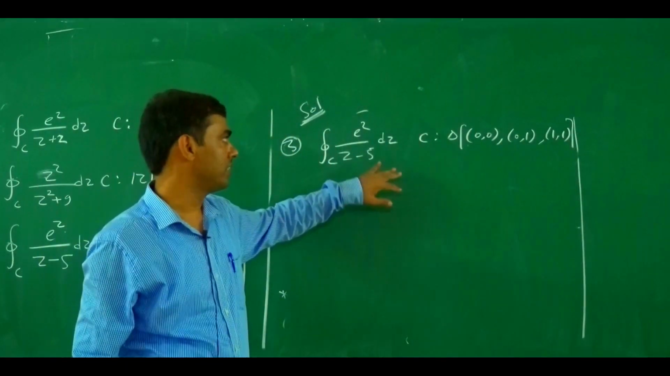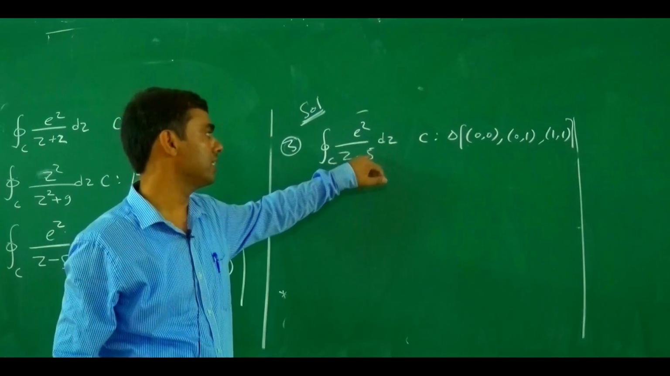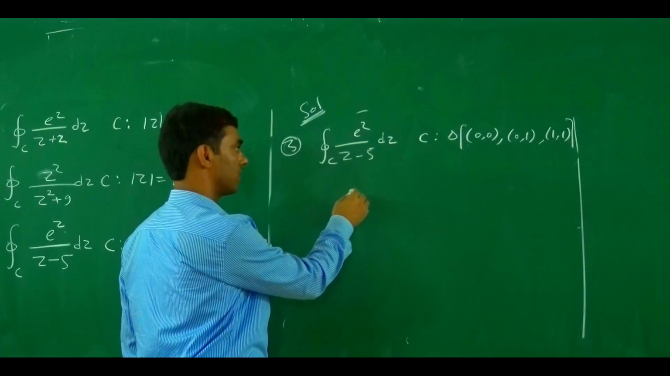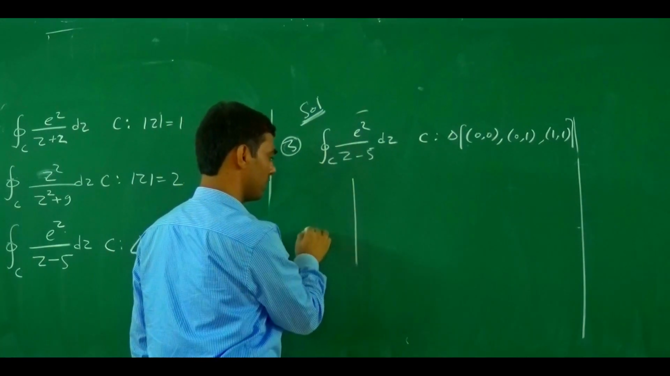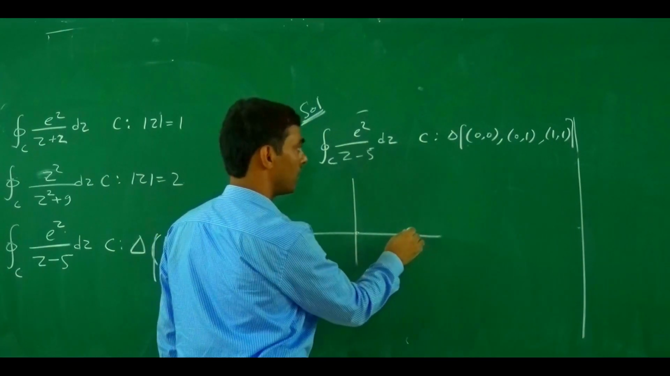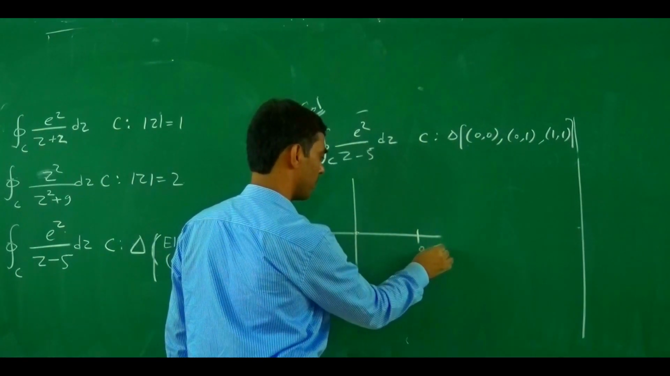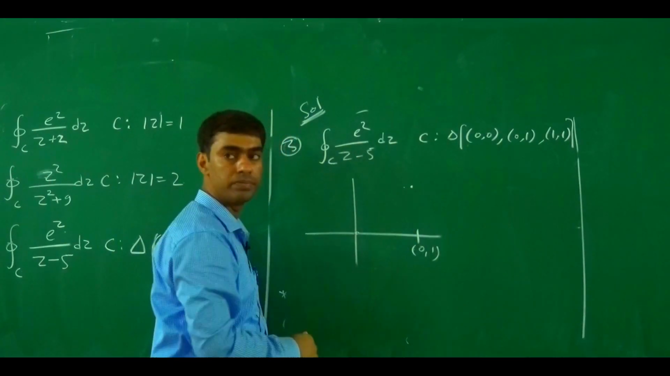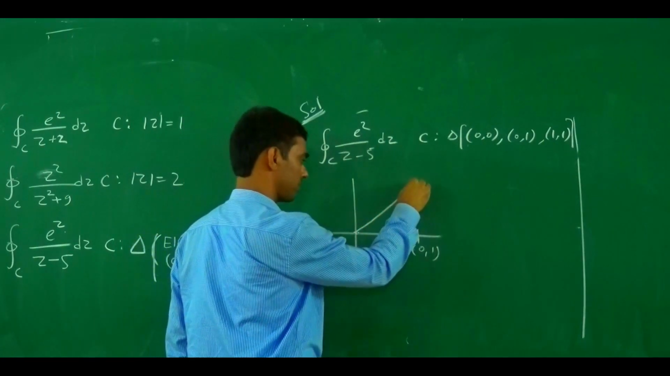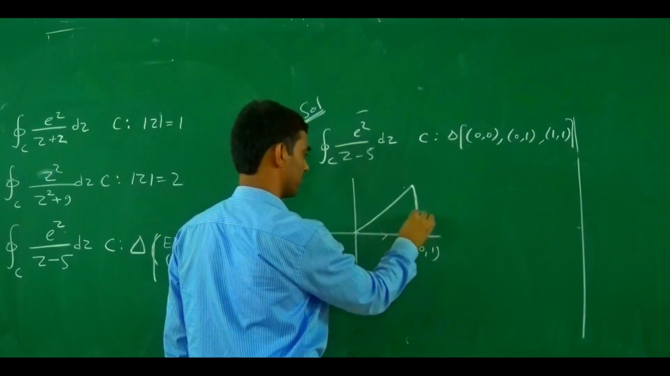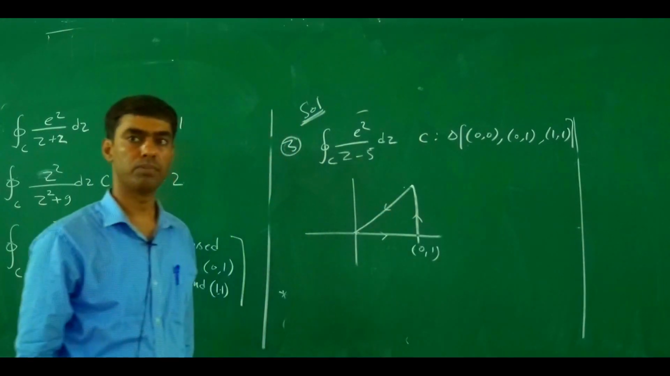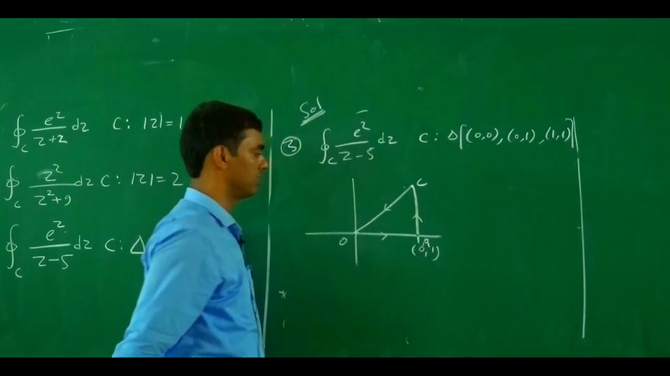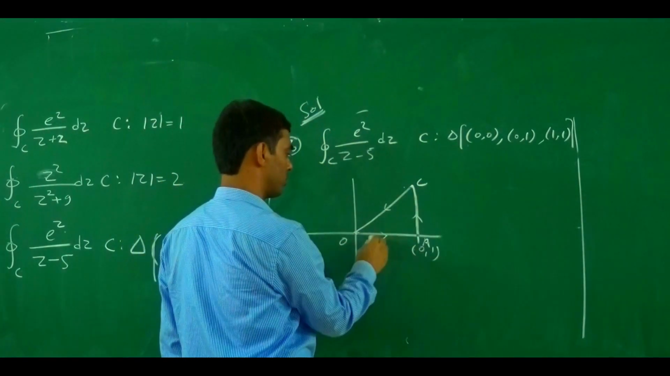Now we check whether z equal 5 lies inside or outside. If we enclose this, this one is 0, 0, this one is 0, 1 and this one is 1, 1. So this one is a triangle. Suppose this one is a positively oriented curve, closed curve C.